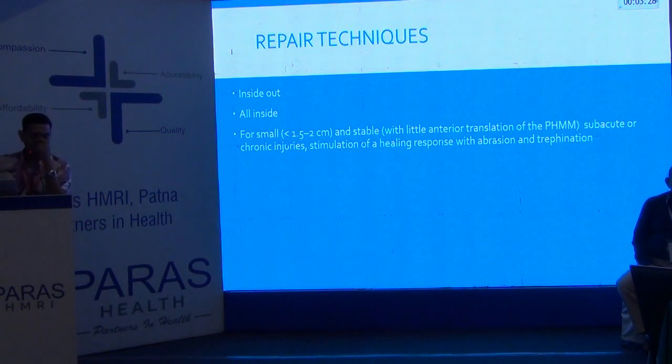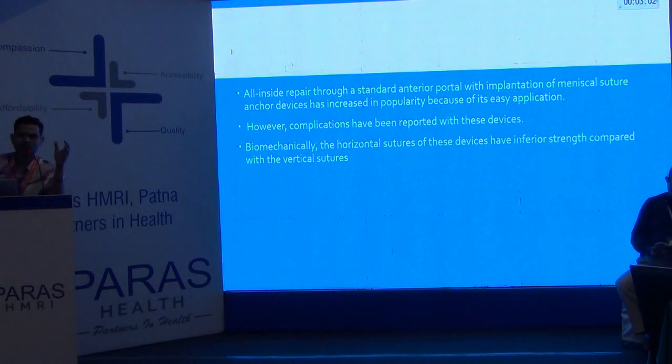So repair techniques: inside-out, outside-in, all-inside. Commonly what we do is the all-inside. For a smaller, stable one, the subacute or chronic injuries, we can go for conservative management by doing the abrasion and refreshing. In other cases, except the type 2, which is considered stable, in most of the other types we need to repair it if you want to get a better anterior translation and external rotation correction.